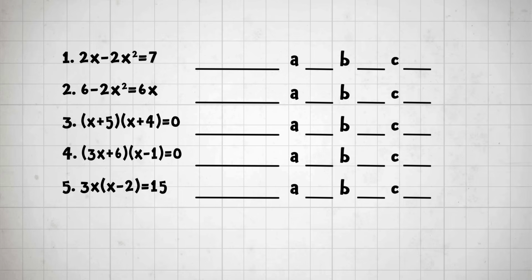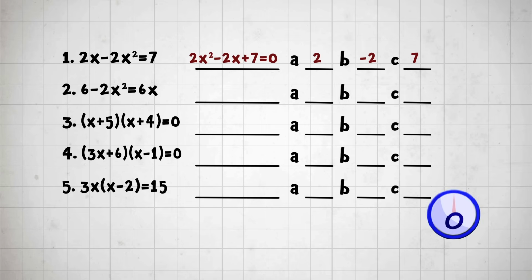And it's time to reveal the answers. See if you got them all right. The standard form is 2x squared minus 2x plus 7 equals 0. The coefficients are as follows. A is 2, B is negative 2, and C is 7. Let's answer item number 2 for 15 seconds. Let's do this.